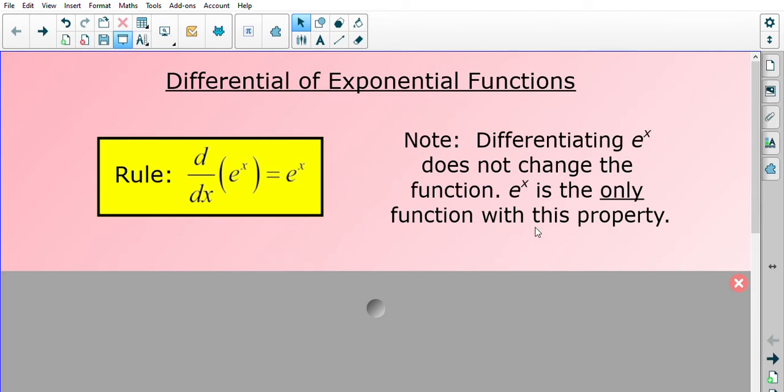So when we differentiate exponentials, we will get the same exponential back out. There may be something extra we need to do using the chain rule, but we will get the exponential back out of this function. Okay, let's look at a few examples to see how this works.